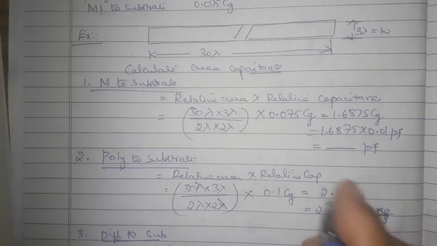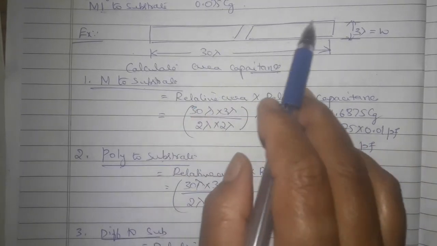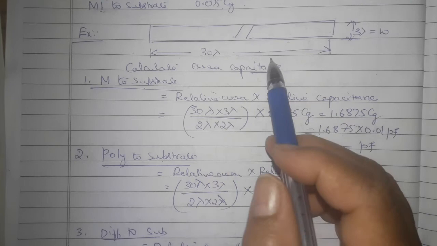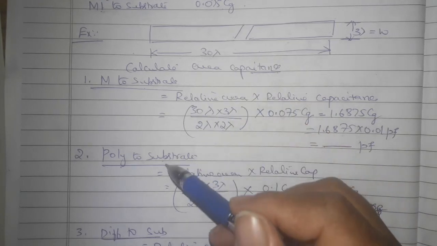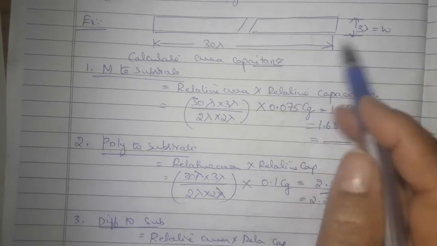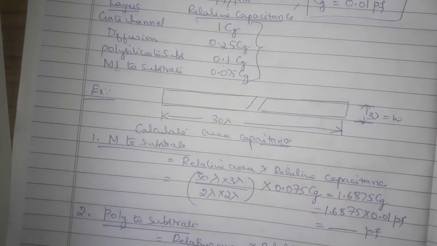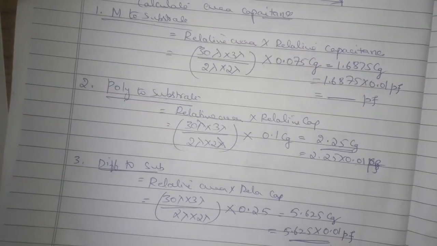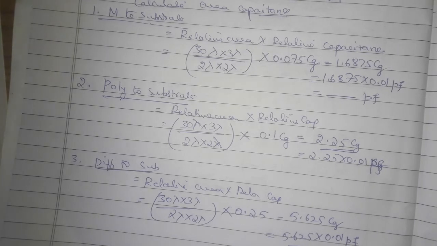Like this, a problem may be asked in the exam wherein a layer will be given. They will ask you to find the capacitance depending on what kind of layer it is: metal, poly or diffusion. Based on the type of layer, you are supposed to select the relative capacitance to calculate the total capacitance. We have some more problems which I will post in the next video.